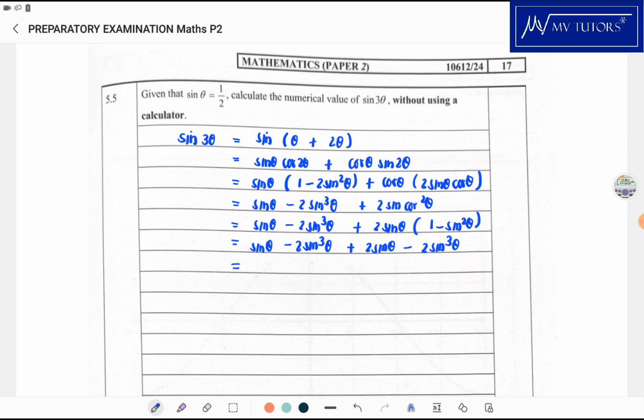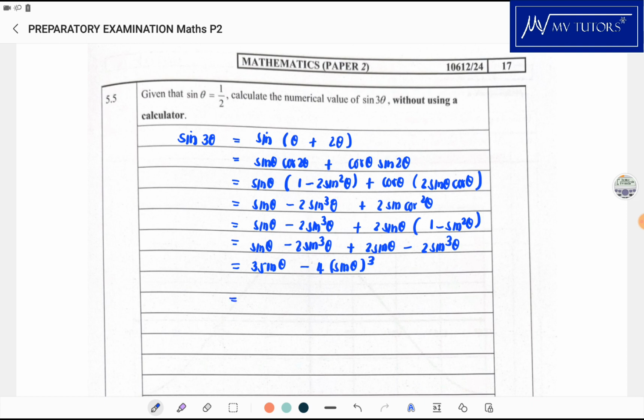Yes, I can simplify it. So sine theta plus 1, sine theta plus 2, that will be 3 sine theta, and then minus 2, that's going to be minus 4 sine theta. I'm just going to take the cubed out so that I can substitute in nicely.